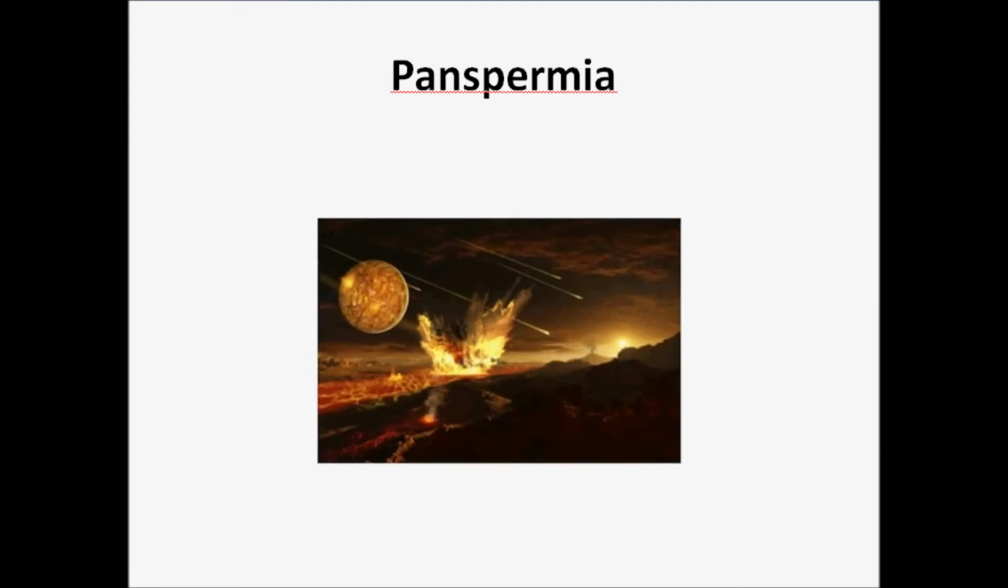Panspermia is the hypothesis that life exists throughout the universe, distributed by meteorites, asteroids, comets, and planetoids. It's basically a Greek word translated as "seeds everywhere." Seeds meaning life forms from elsewhere in the universe that came to Earth by meteorites, asteroids, or comets and formed colonies of life that evolved into what we have today.